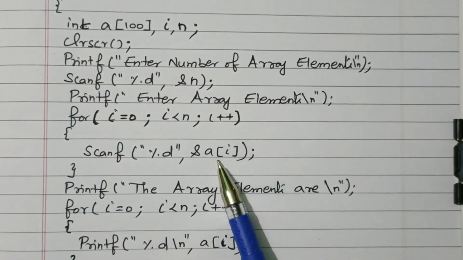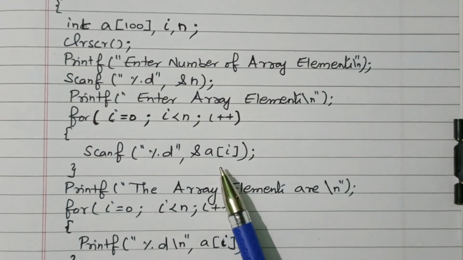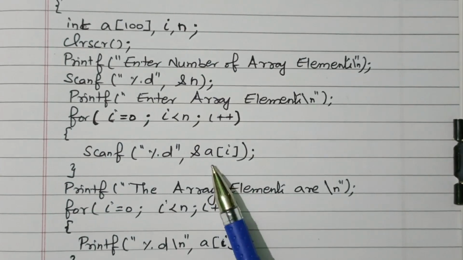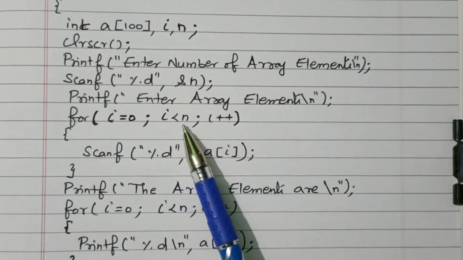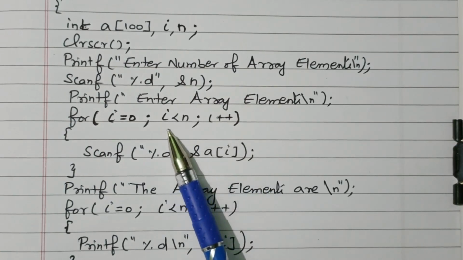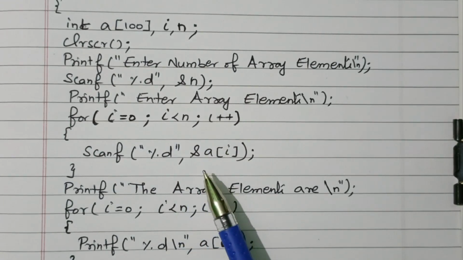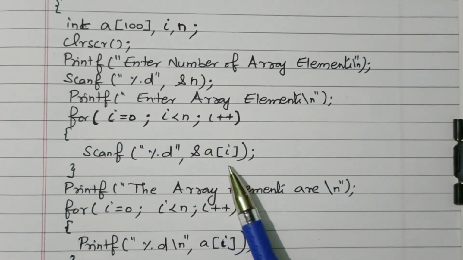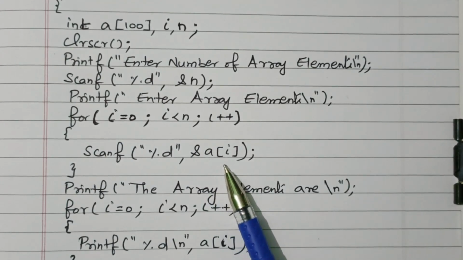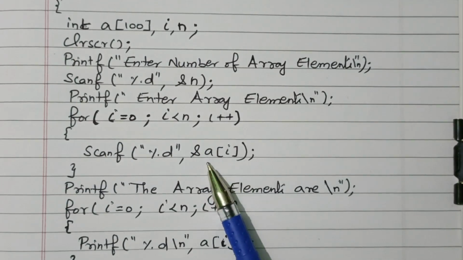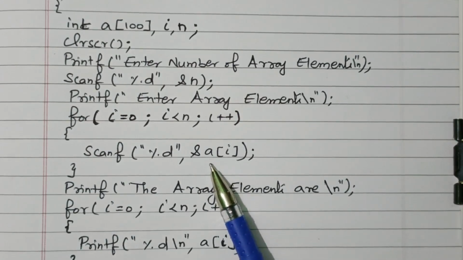Then it is incremented: the second element is stored in a[1], the third element in a[2], the fourth element in a[3], the fifth element in a[4]. When going to a[5], this condition is wrong, since we assume that n is 5. So the loop is terminated. This loop is executed 5 times, and the user's 5 elements are stored in the corresponding locations, from a[0] to a[4].